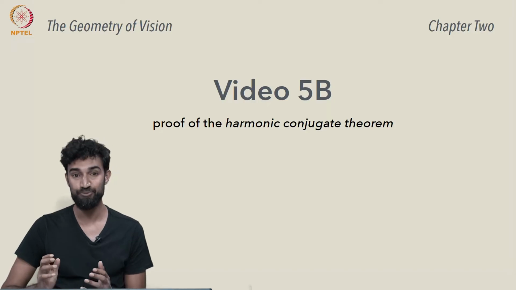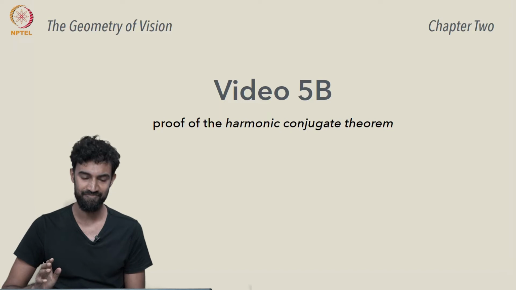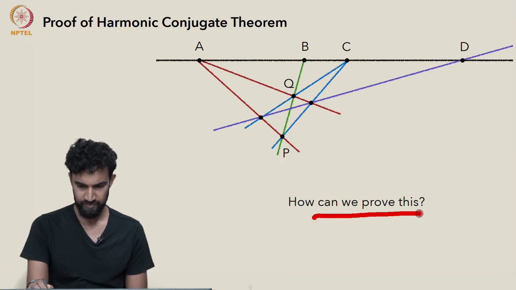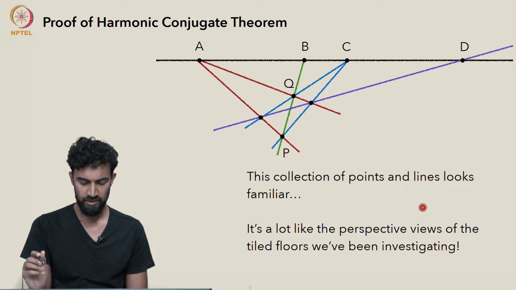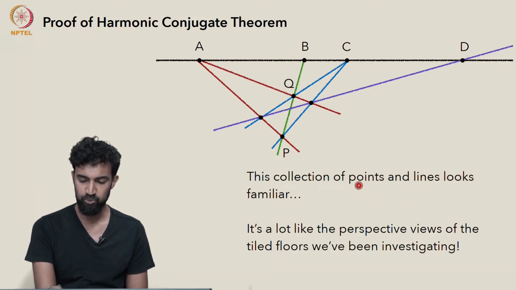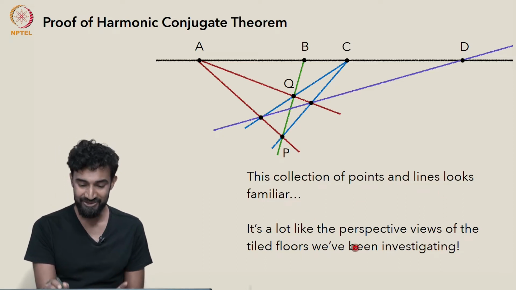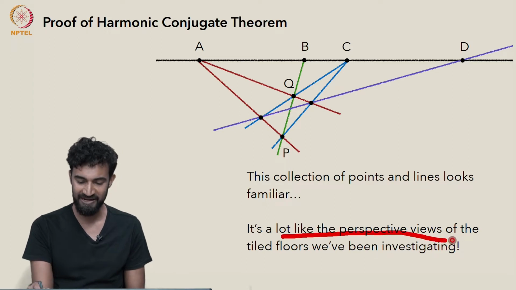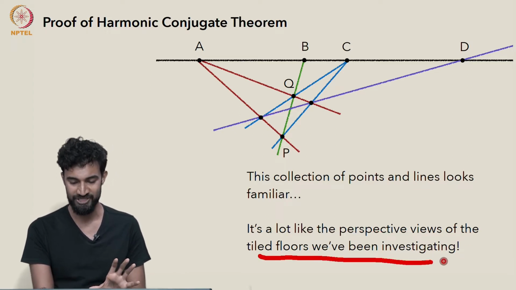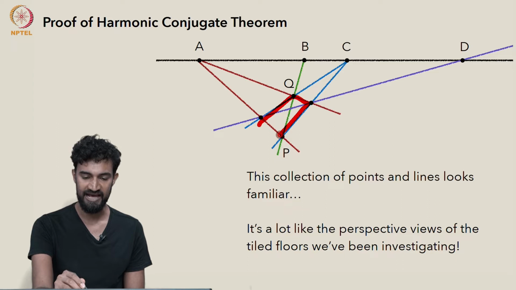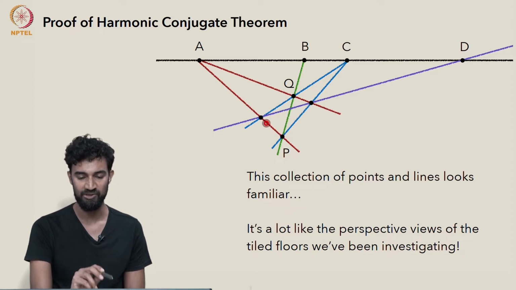All right, so how do we prove the harmonic conjugate theorem? Well, the collection of points and lines that we've drawn here actually might look a little familiar. In fact, it looks a lot like the perspective views of the tiled floors that we've been investigating. These kind of look like vanishing points of the sides and diagonals of this quadrilateral.